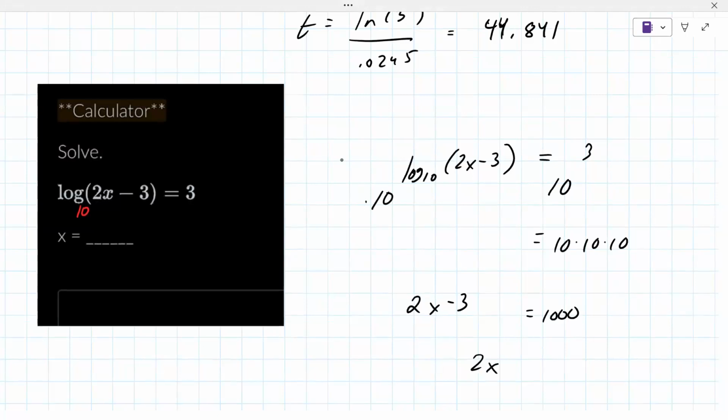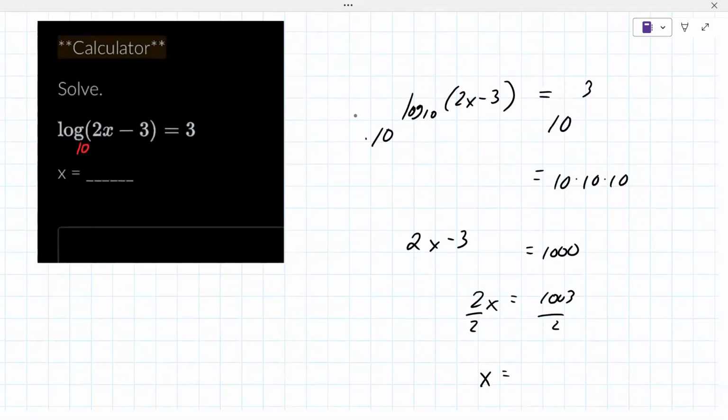You add 3 to both sides. Divide by 2. So I don't know how they want the answer, but it's either 1,003 divided by 2, or you can get a decimal from your calculator if you want.